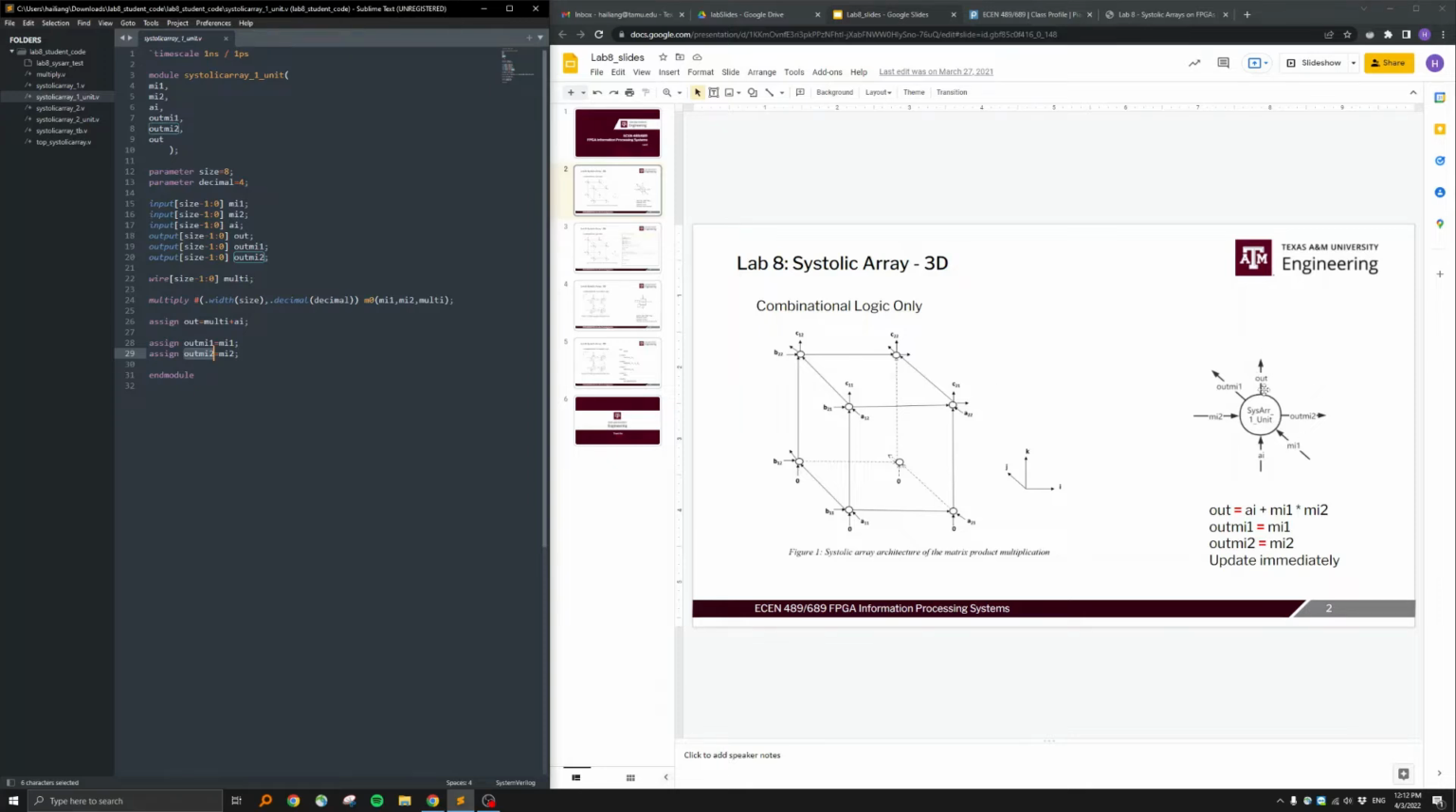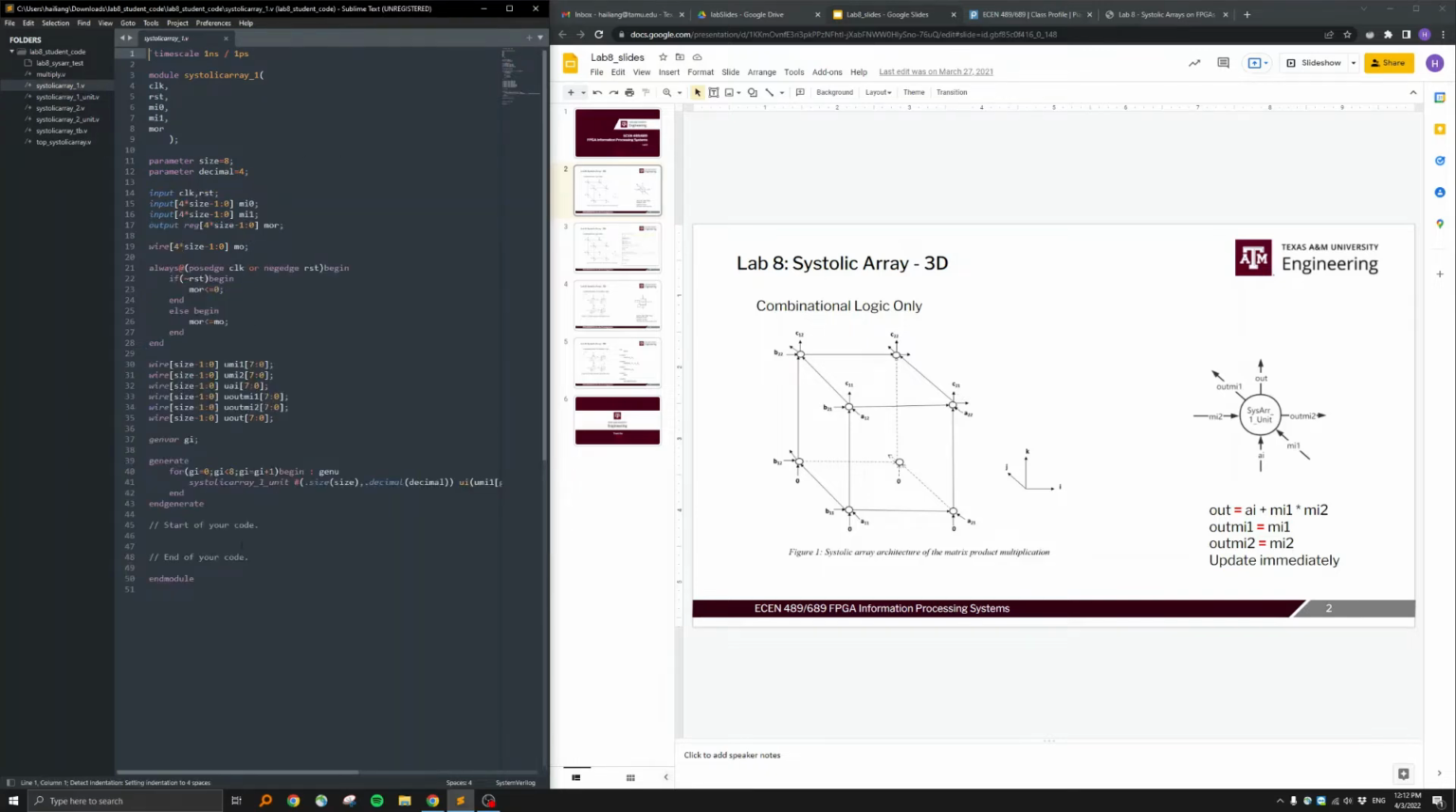So the orientation of these input and output wires are matching with this figure. Okay, so the accumulation input comes from the bottom. MI1 and MI2 come from the left, either this I direction or this J direction. Okay, so let me see. What you need to do for this part is here. You need to work on your code for this part.